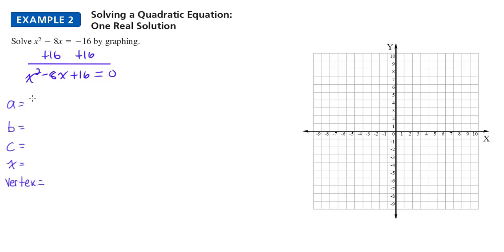So now we can go ahead and identify A, B, and C and find our axis of symmetry and our vertex. So our A value is 1, our B value is -8, and our C value is 16. Then to find x, we need to use the formula x equals -b over 2a. Let's set this up with our parentheses. Our b value is -8, and our a value is 1. So -8 becomes +8 over 2, which equals 4. So our axis of symmetry is the line x equals 4. Let's go ahead and put our dotted line here.